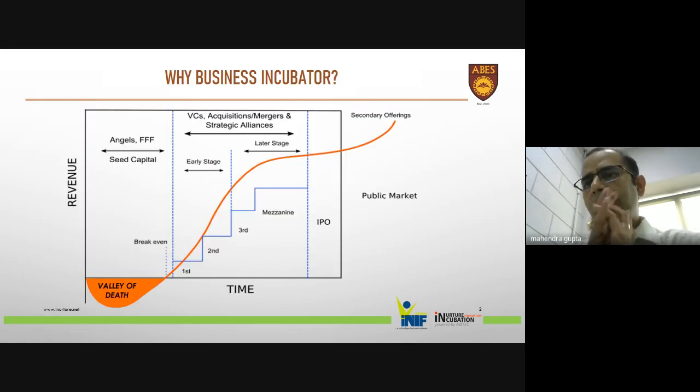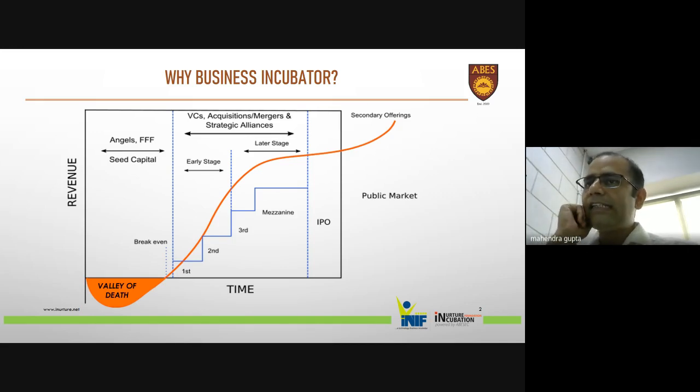What happened in the general scenario? The startup is not able to cross the valley of death, meaning from ideation to product development and to the market level. The entrepreneur is not able to convert the idea into a prototype, into a product, and create a product-market fit, as you discussed yesterday, and is not able to sell the product in a timely manner.